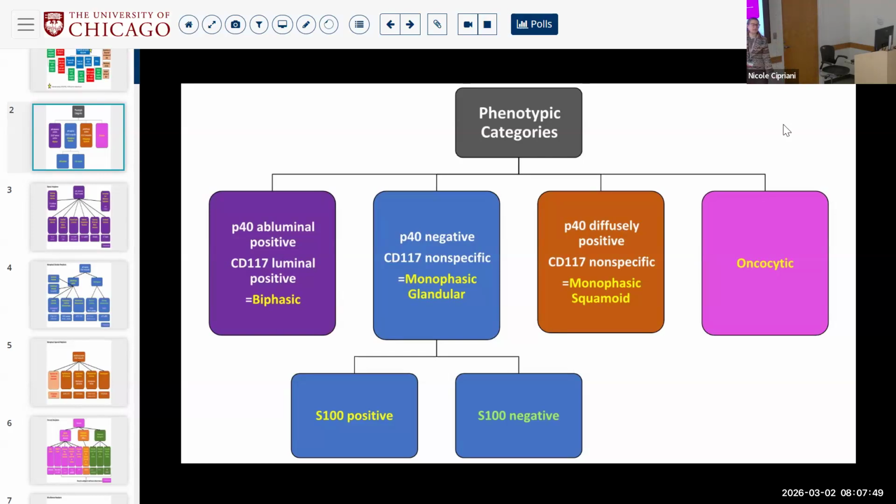Then there are the tumors that are dead P40 negative. That's a whole different monophasic beast. Then there are the tumors that are diffusely P40 positive. That's a different monophasic beast, right? That's sort of a squamoid or basaloid. This is more of a glandular phenotype. And then within that, there are ones that are diffusely S100 positive and S100 negative. So you can at least minimize your differential diagnosis by those 3 stains into buckets, and we'll look at what those are. The oncocytic ones are morphologically oncocytic, and those can be in any one of these 3 categories.